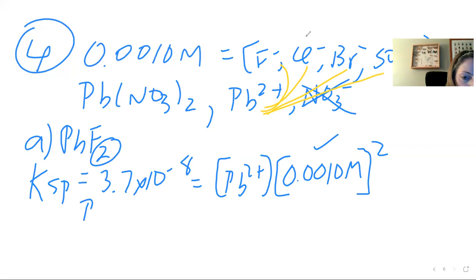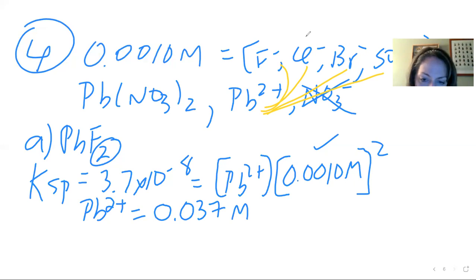So for this one, when you solve for the lead 2 plus, it came out to 0.037 molar. What that means is that when you're adding that lead dropwise, when it reaches a concentration of 0.037, you've made a saturated solution, like you're at equilibrium. So any drops above that, any concentration above 0.037, you're going to see a precipitate. So you can go through each one of them, but the correct answer actually works out to be D. So let's look at those numbers. That's lead sulfate.